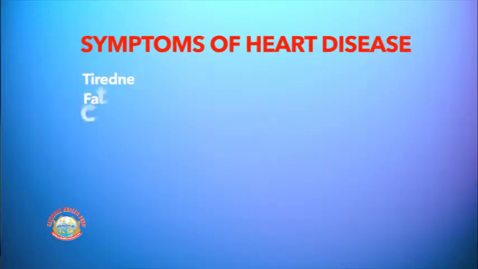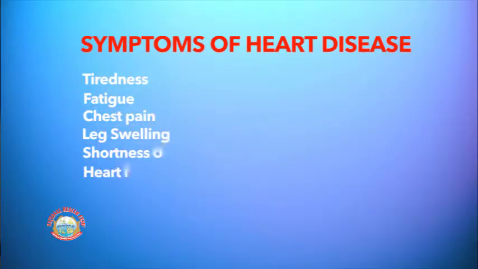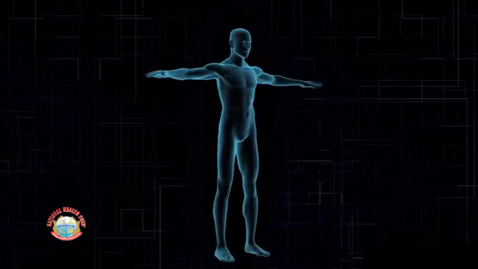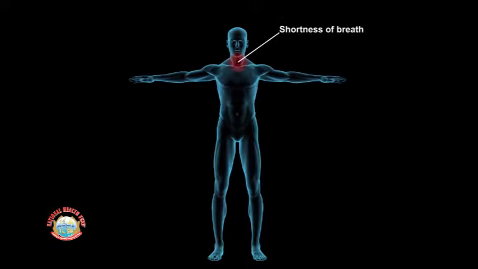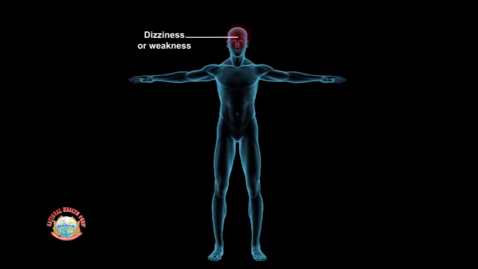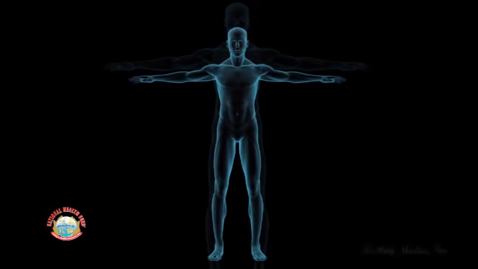Typically, most people complain of tiredness or fatigue that is below their usual exercise capacity. So you get tired or winded pretty easily. You can have chest pain either at rest or when you try to do any form of activity. You can have leg swelling, shortness of breath on exercise or on minimal physical activity, and a sensation of the heart racing or an irregular heartbeat from time to time, either at rest or on doing activity, lightheadedness or dizziness. Those are the typical features of someone that has heart disease.